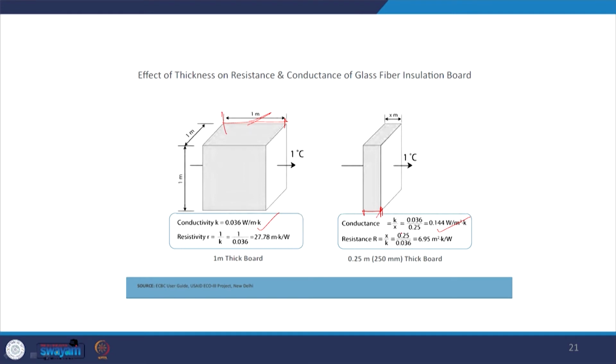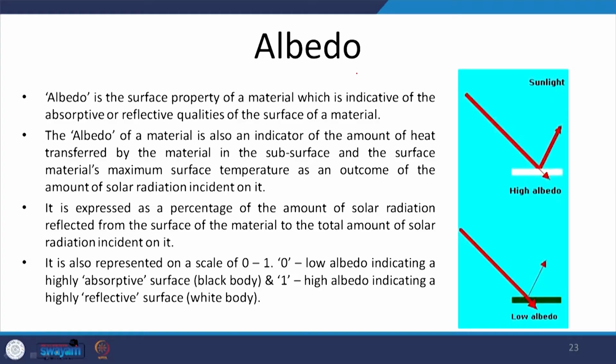And here the thickness has been reduced, so the conductance of this material has increased, which implies that more amount of heat will be passed if the thickness of the material is reduced, keeping all other properties the same. So, the specific heat remains the same, the conductivity remains the same, but the conductance changes if the thickness is reduced. A couple of other properties include albedo.